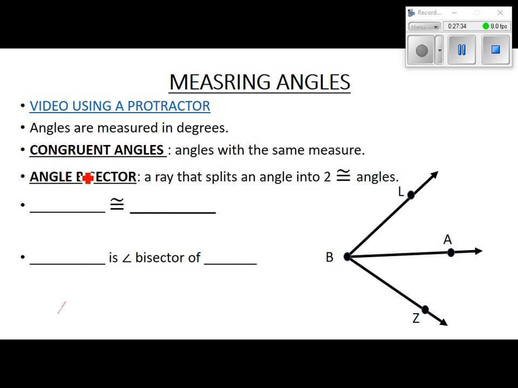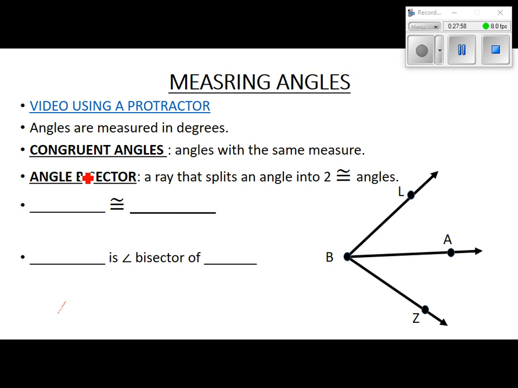Angles are measured in degrees. We already talked about that. Last chapter, we talked about congruent segments. When you had congruent segments, what did that tell you? What did it mean if segments were congruent? Same measure. Equal. What do you think congruent angles are? Equal, same measure. All right?